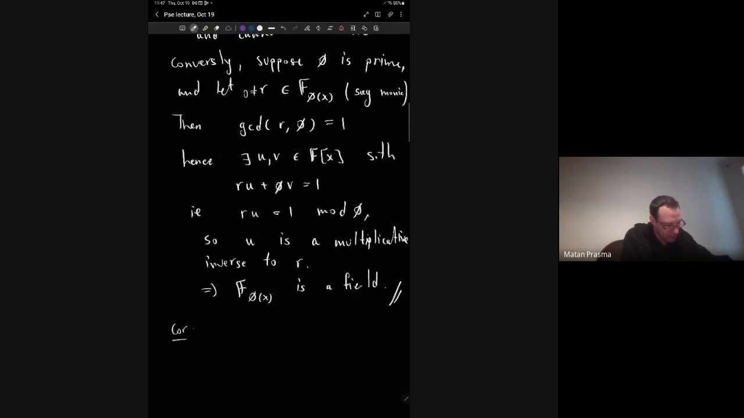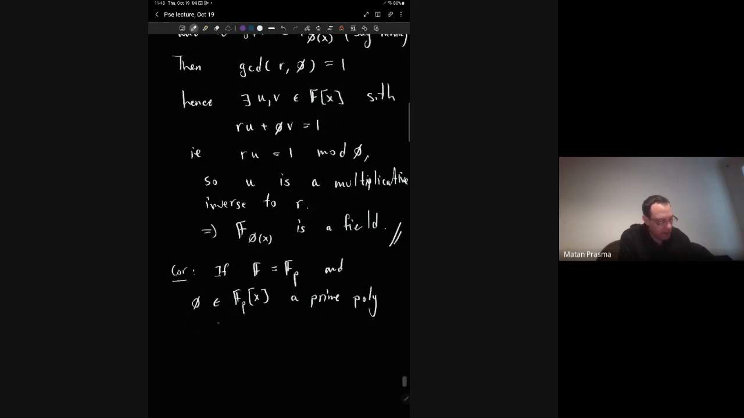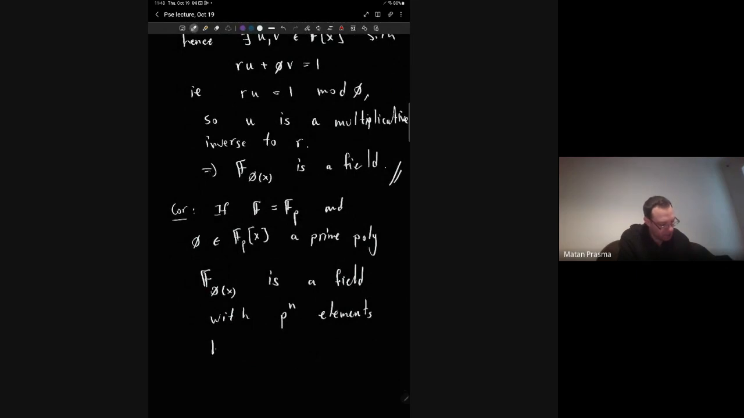Corollary. If F is equal to F_p and phi a prime polynomial, then F sub phi is a field with p to the n elements, where n is equal to the degree of phi.